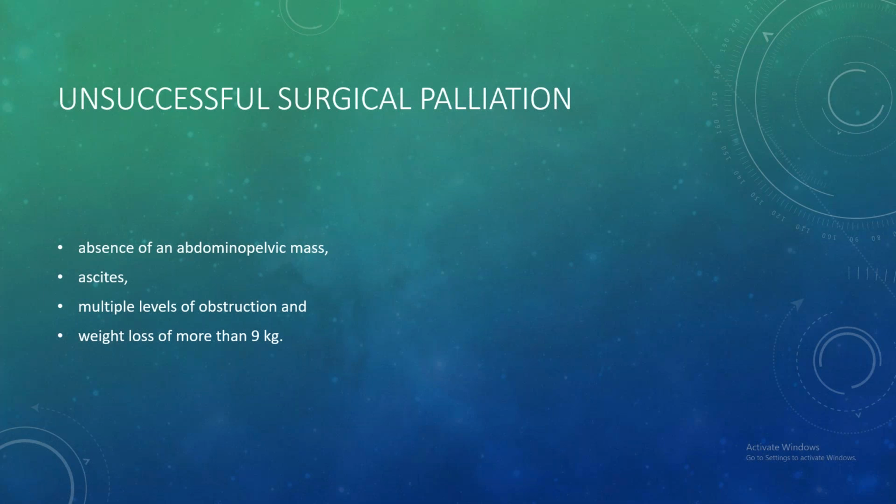So unsuccessful surgery is associated with the absence of any abdominopelvic mass, the presence of ascites, multiple levels of obstruction, and weight loss of more than 9 kgs. Sorry. So these are all the factors which are associated with unsuccessful surgical outcome.